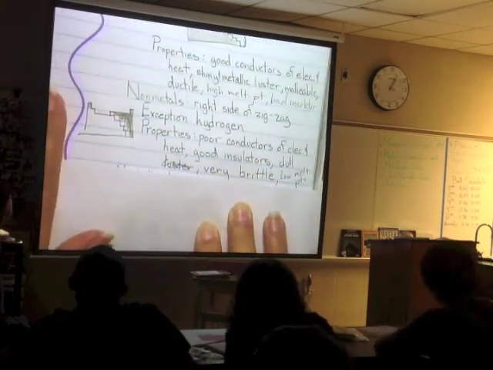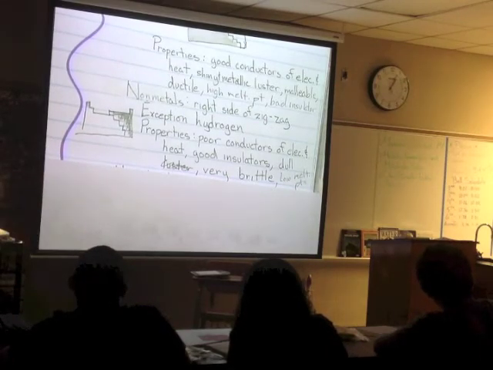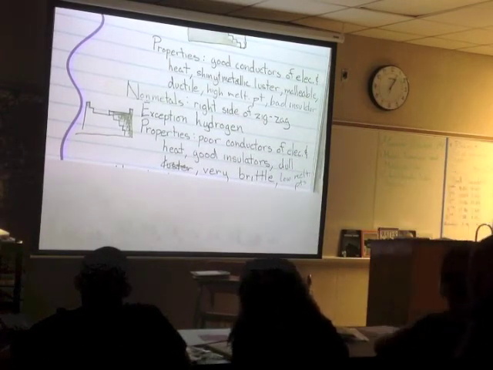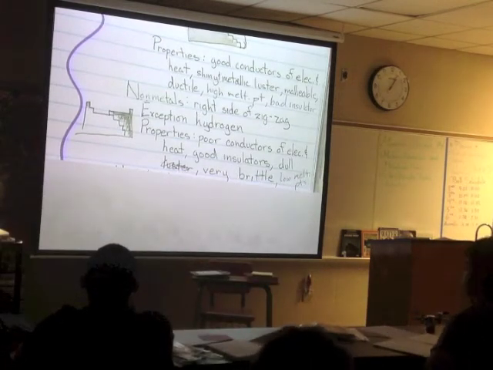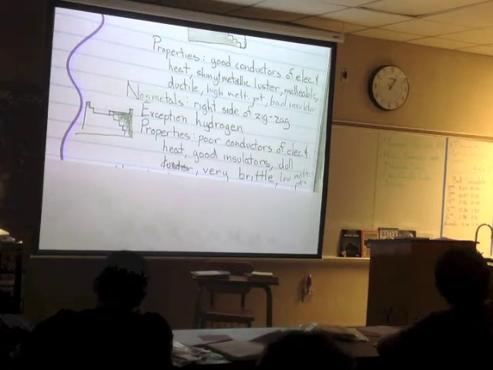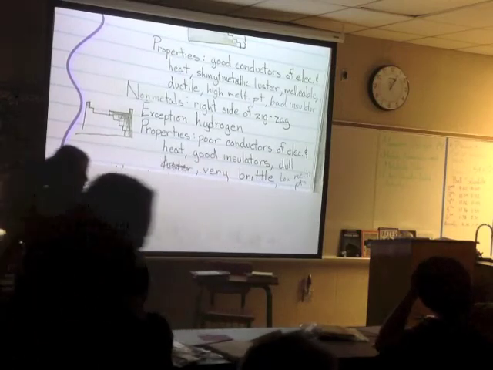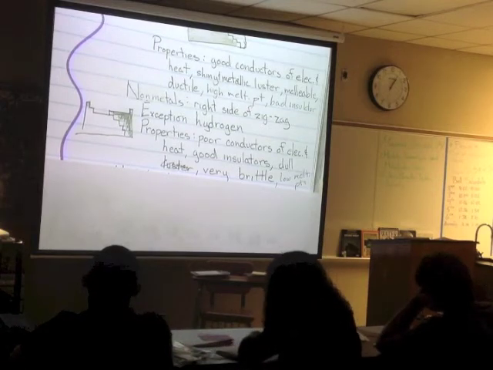So the properties of those are they're poor conductors of heat and electricity. They're good insulators. They're dull. They're very brittle. They have low melting points. So our nonmetals are basically the opposite of metals. All our nonmetals are on the right side of the zigzag line except for hydrogen. Okay? So always make sure that you remember that hydrogen is on the left-hand side and that it is a nonmetal. But it's the only one. Everything else is on the right.